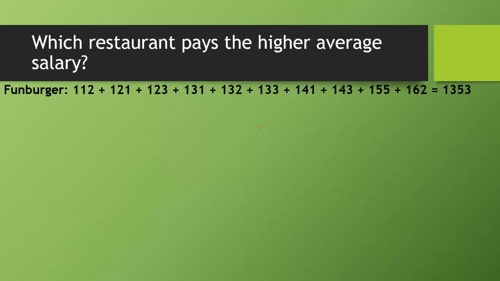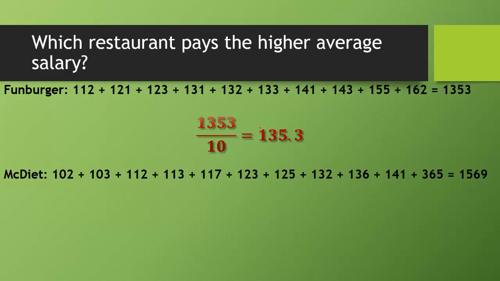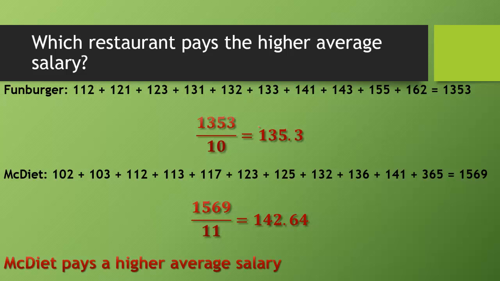Well, to do that, add them all up. Fun Burger had 10 of them, so you take all of those, which gives you $1353, and you're going to divide that by 10, so it had an average salary of $135.30. McDiet had 11, so you take those and add them all up, which gives you $1569, divide by 11, and it gives you $142.64. So McDiet pays a higher average salary, because this was the average salary, or the mean. Okay.